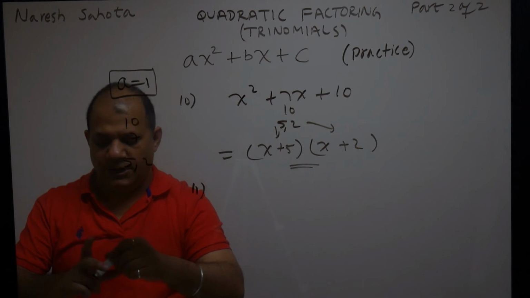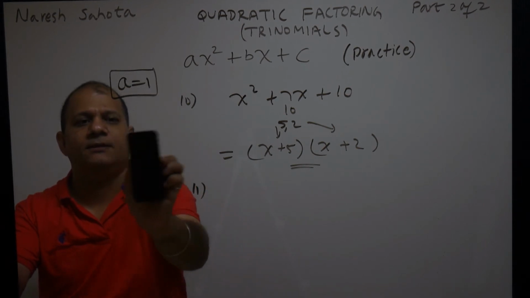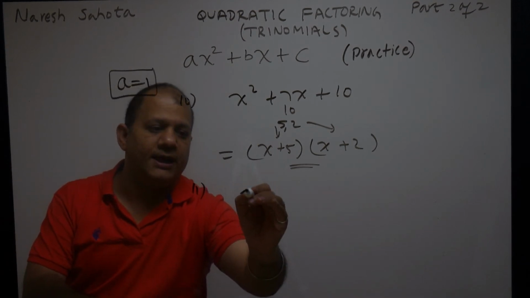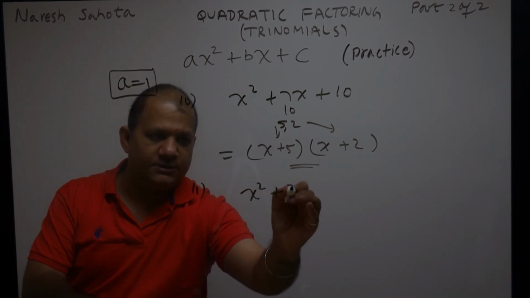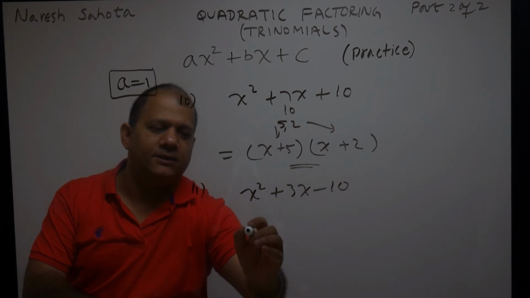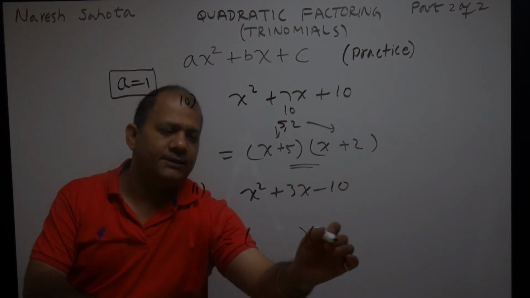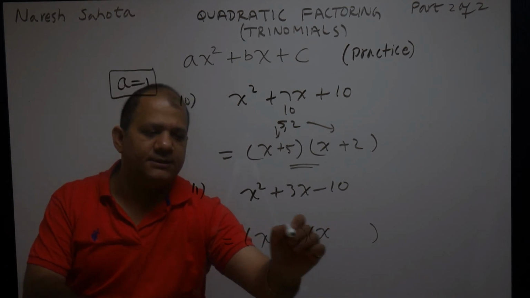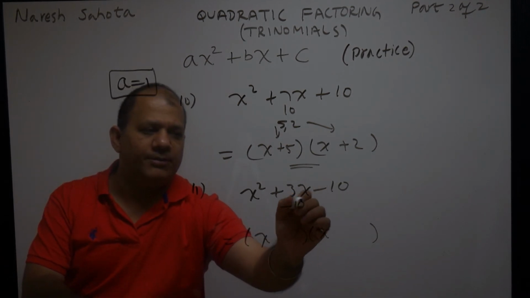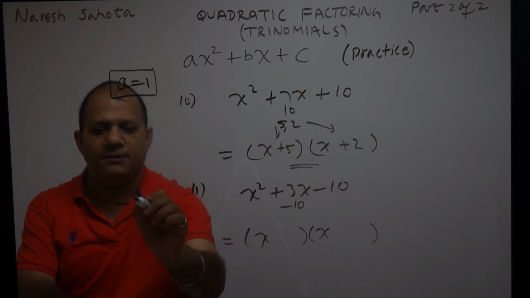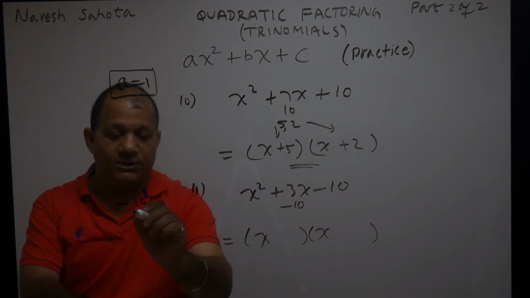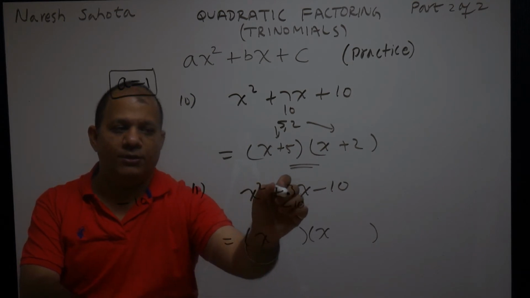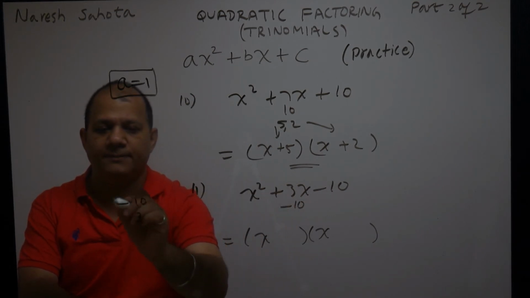Okay, so now let's look at another example. Number 11. We have x squared plus 3x minus 10. Is it quadratic? Is it trinomial? Yes and yes. So two sets of brackets, x and x. Copy the last term, negative 10. We want two numbers that multiply to give us negative 10, and when we add those two numbers, we want to end up with a positive 3.